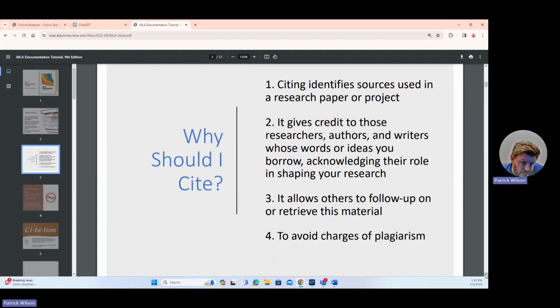So why should you cite? Well, citing identifies sources used in a research paper or project. It gives credit to those researchers, authors, and writers whose words or ideas you borrow, acknowledging their role in shaping your research. It allows others to follow up on or retrieve this material, and you also want to avoid charges of plagiarism. Remember, there's information about plagiarism in your actual syllabus.